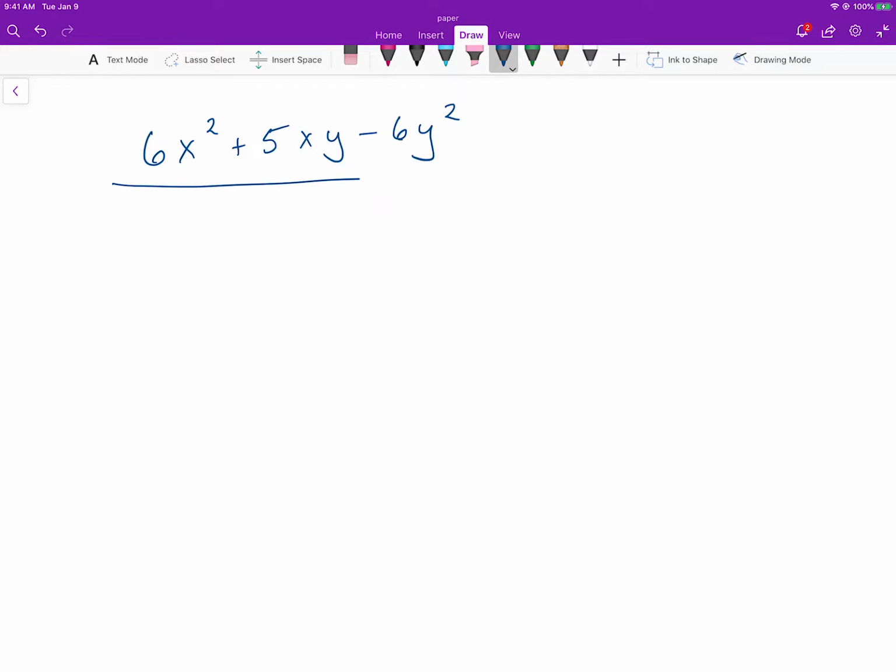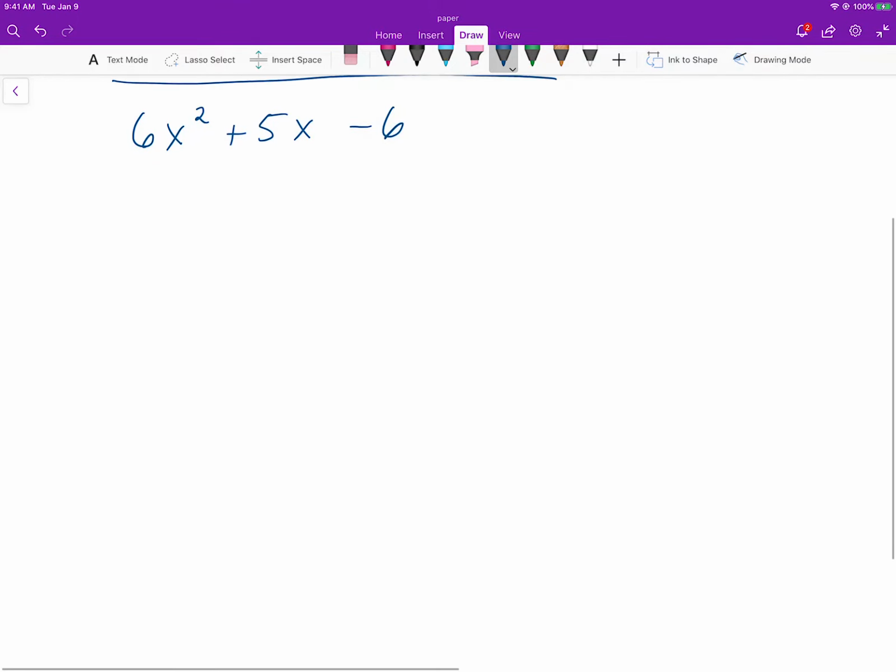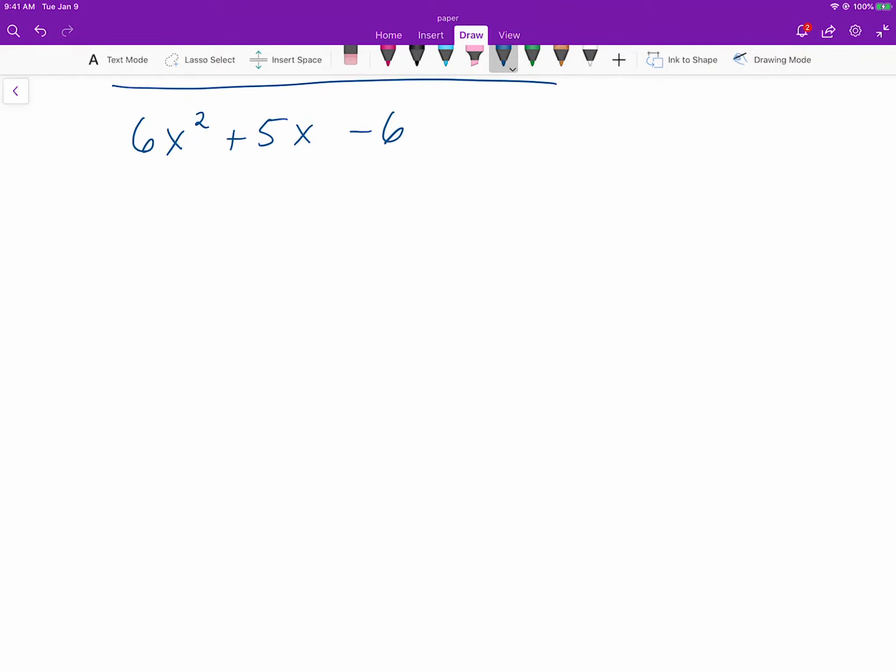So let's just rewrite it as 6x squared plus 5x minus 6. Now that y squared is still there, but for a moment, let's just pretend it's not. So this problem doesn't look quite as intimidating as the one before, and we'll go back to y later. Let's just try this one.